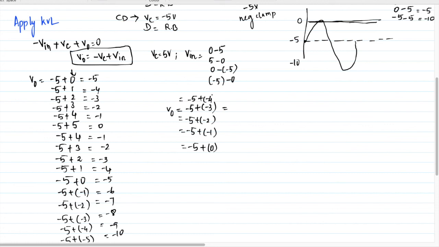I did not mention 4, minus 5 plus minus 4 is minus 9, minus 5 plus minus 3 is minus 8, 7, 6, 5. So this is the output values. Let's plot it now.